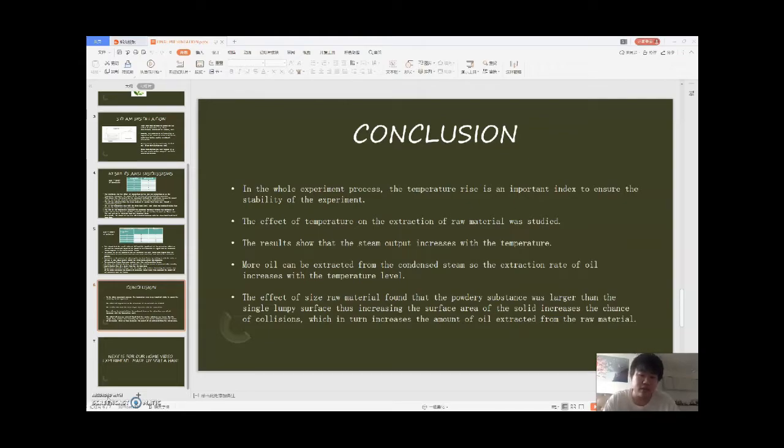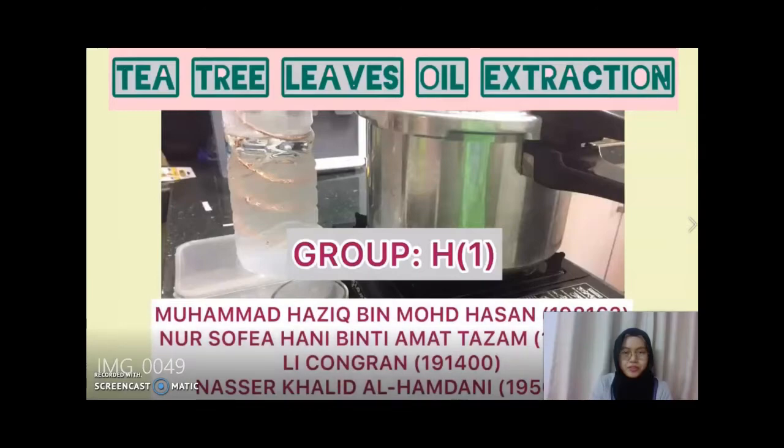Thus, increasing the surface area of the solid increases the chance of collisions, which in turn increases the amount of oil extracted from the raw material. So that's for the conclusion. So I pass to my next group members. Next, I will show you the video of our home lab experiment.